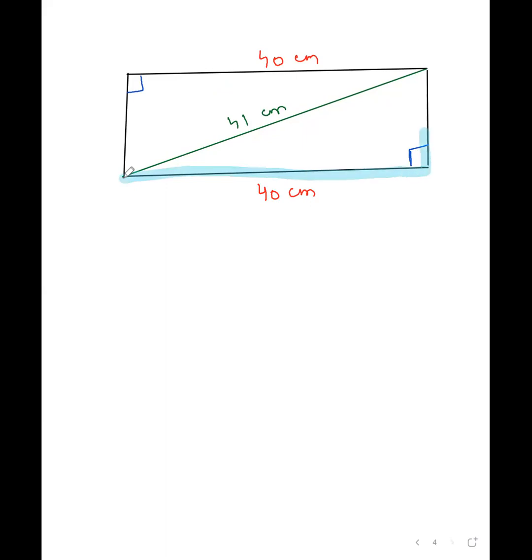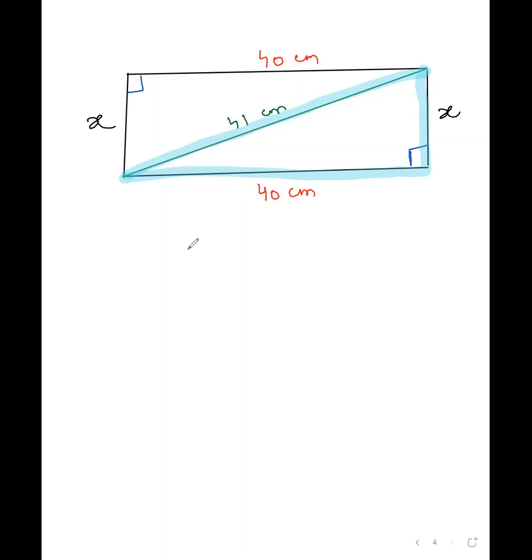In this right angle triangle, you know two sides. Can you find the third side? You know two sides, right? Of this right angle triangle, you know this side, 40 centimeter. You know the hypotenuse, 41 centimeter. Can you find this using Pythagoras theorem? Okay. So do this. Let's say this is x. Obviously, the other opposite side will also be x because it's a rectangle. So opposite sides are equal.